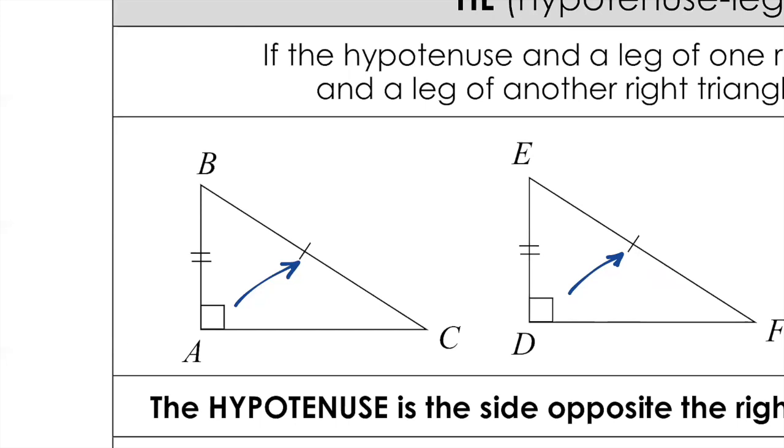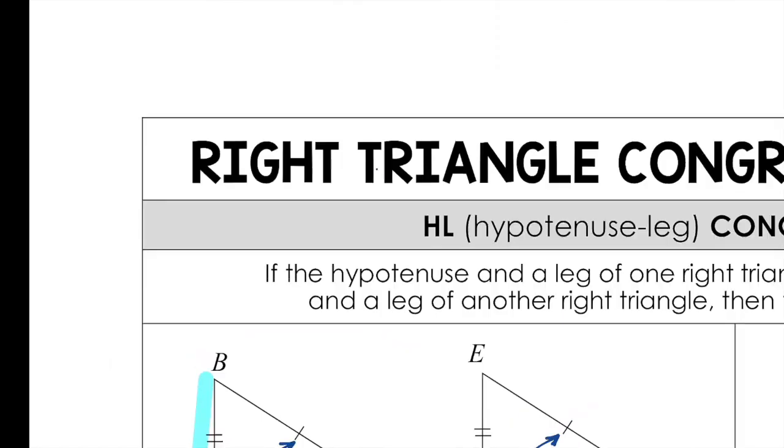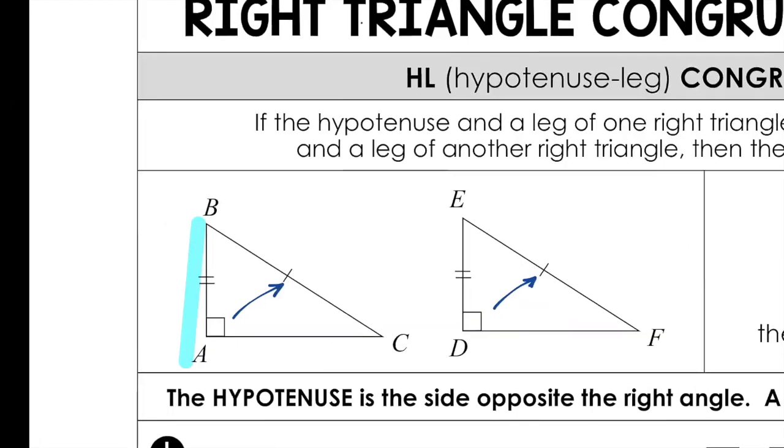Where else have we heard of legs in our triangles? What other triangles had legs? Isosceles. Isosceles triangles had legs and bases. So in our triangle, we've got AB is a congruent leg to DE.